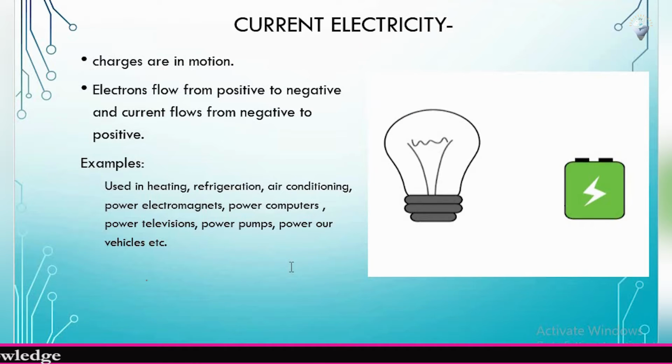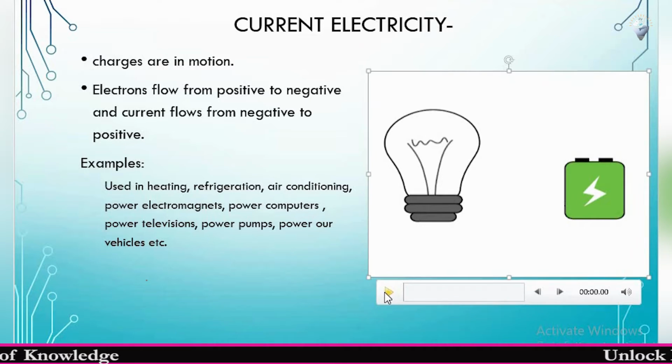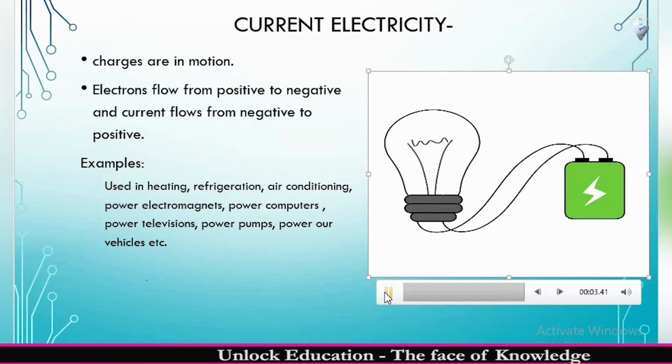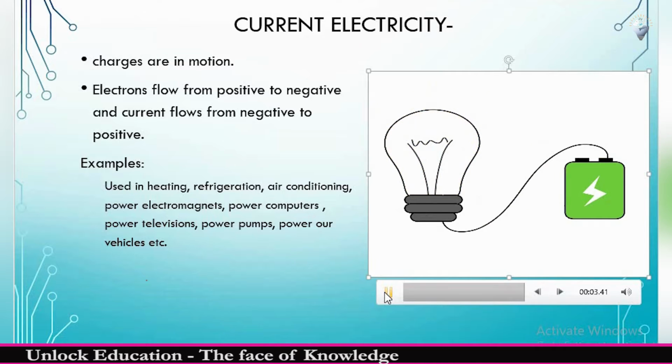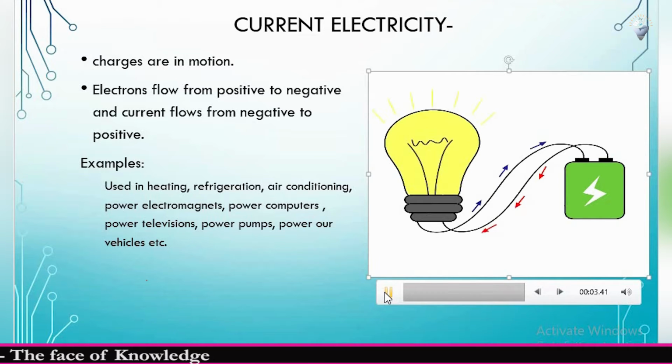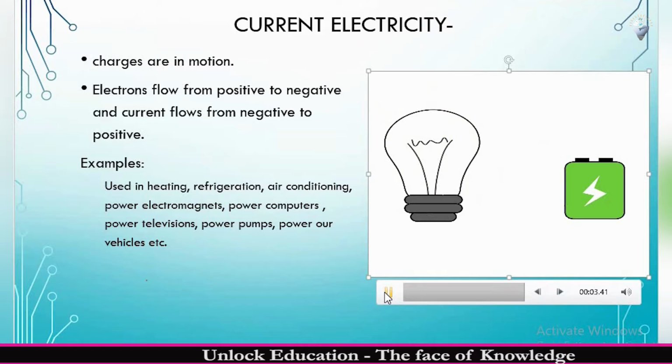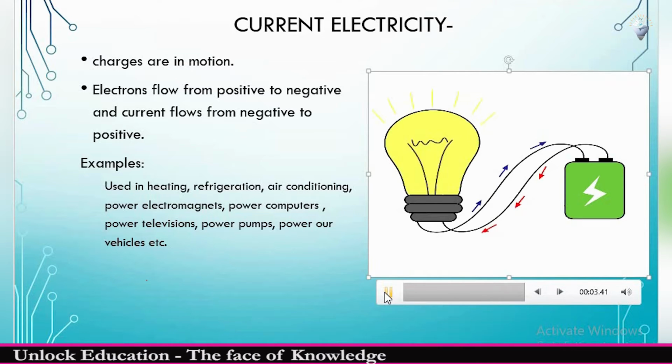Now, current electricity. The study of charges in motion is known as current electricity. Now, let me explain this phenomenon with a circuit. In this circuit, the battery is connected across the bulb through wires. This battery has two terminals, a positive terminal and a negative terminal. The wires are actually conductors in which the electrons can flow easily. And there is a bulb.